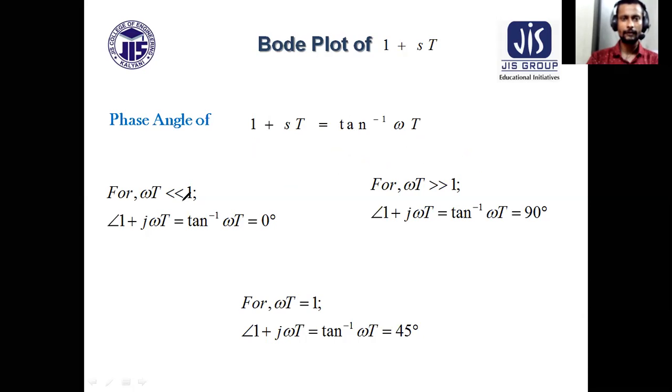So similarly, for very low frequency, omega is almost 0, so tan inverse 0 is 0 degree. For very high frequency, omega could be considered as infinity, so it is tan inverse infinity, which is 90 degree. And for omega t equals to 1, tan inverse 1 equals to 45 degree at corner frequency.